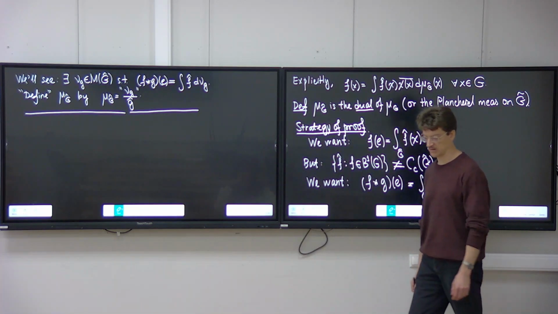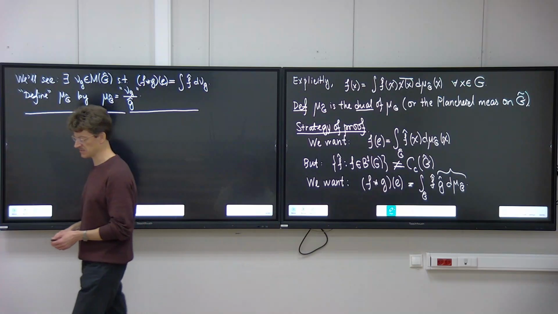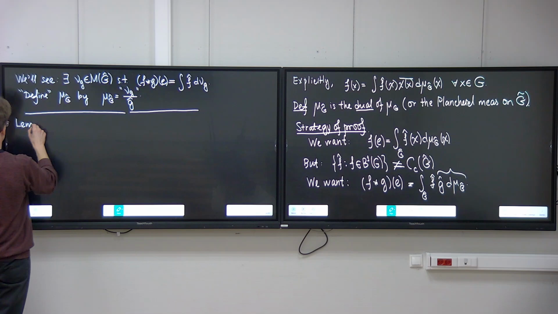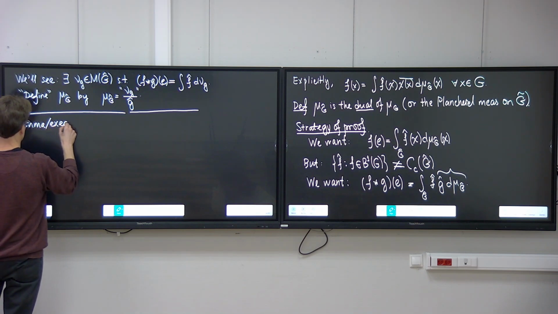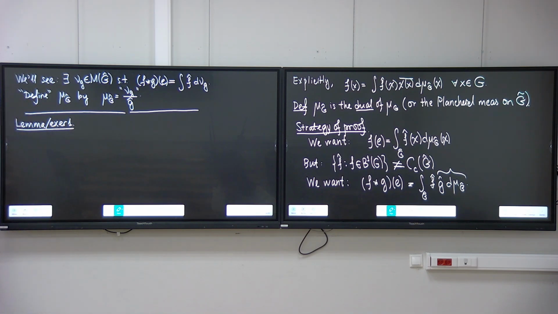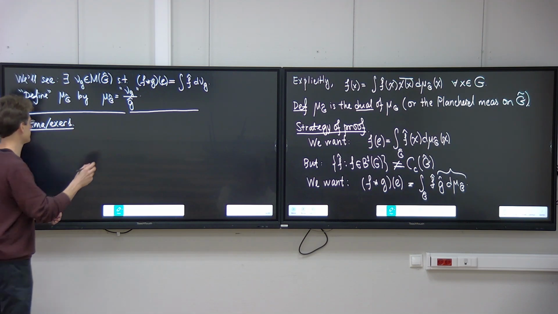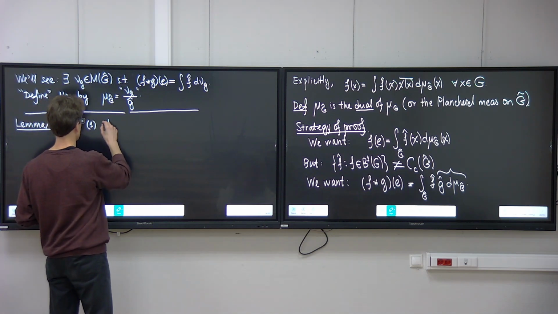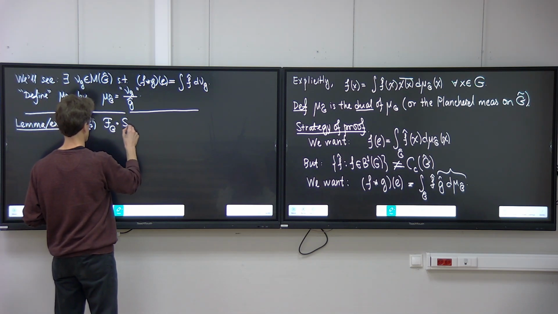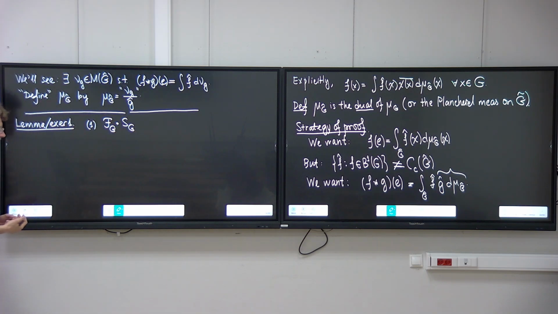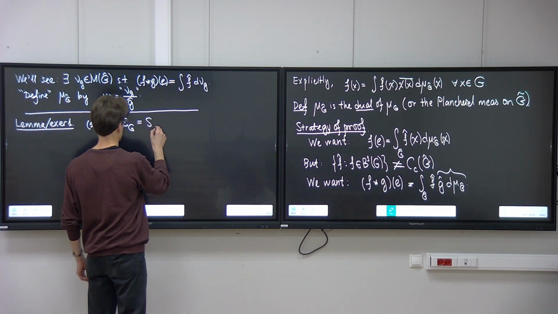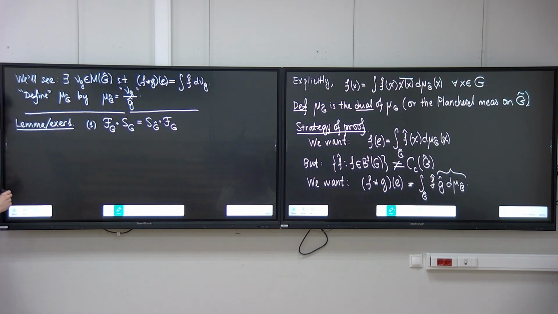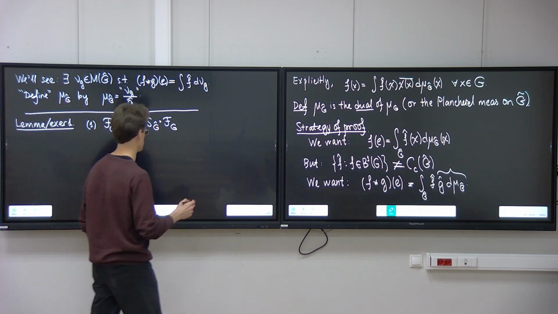Some of the lemmas will be rather straightforward, and I'll leave them as exercises for you. Lemma, exercise 1, gives us some simple algebraic properties of the Fourier transform. First of all, the Fourier transform commutes with S, commutes with our reflection map. Such an equality. And there is a similar equality for the dual Fourier transform.